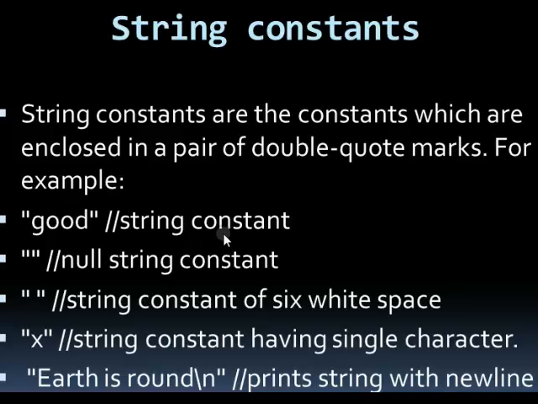So here's a brief note on string constants. Here string constants are enclosed in a pair of double quotes. Some of the examples are "good", which is a string constant. A null string constant is nothing but nothing which is there between the double quotes. A string constant of 6 white spaces means between the double quotes you have 6 blank spaces. "X" is known as a single character string. "Earth is round \n" means it prints the string Earth is round with a new line.